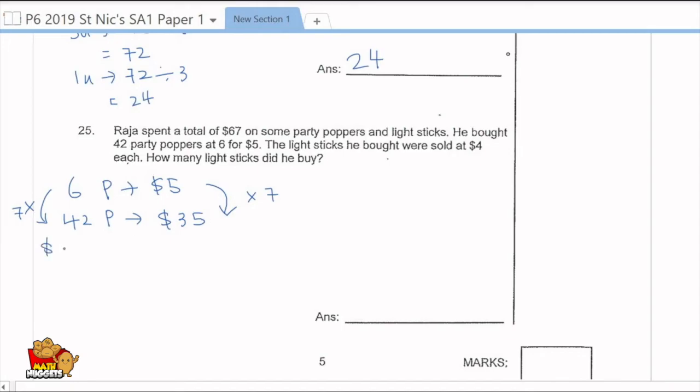If he spent a total of 67, let's find out how much the light sticks cost. The light sticks cost $32. So the light sticks he bought was sold at $4 each. He spent $32 on the light sticks. Each light stick costs $4. This tells us that he bought 8 light sticks.